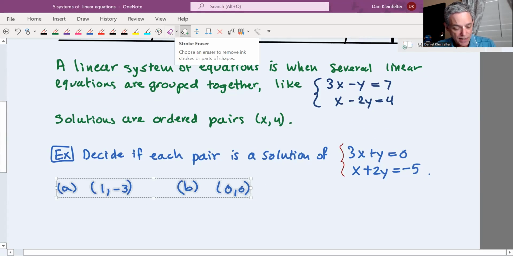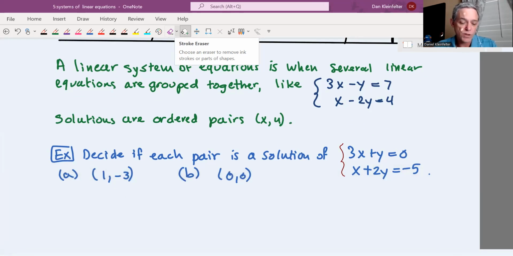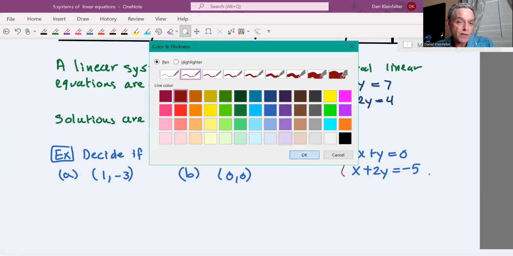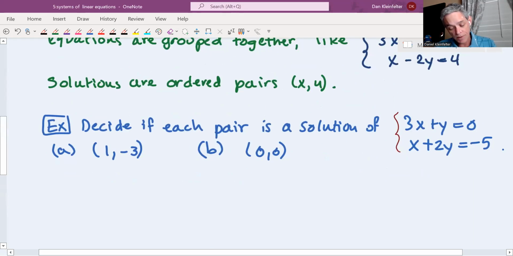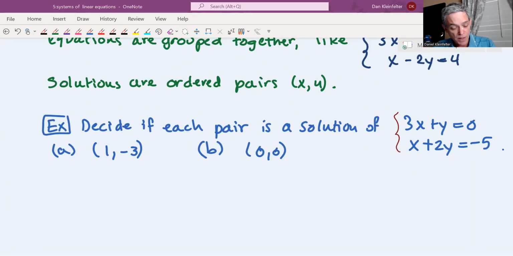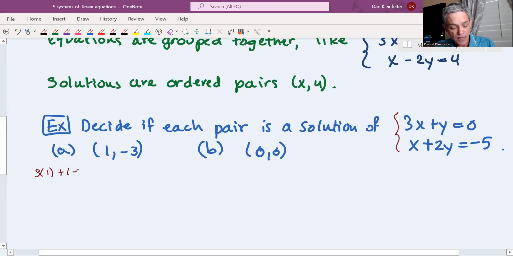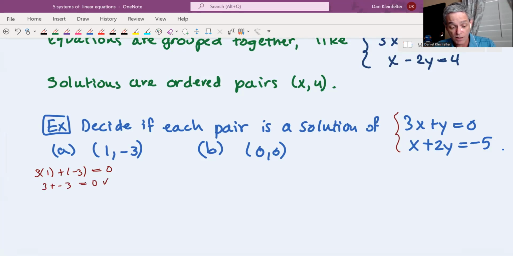All right, so let's decide if each of these pairs makes up a solution to that system. To be a solution, the xy pair has to satisfy both equations. So let's try 3x plus y equals 0. 3 times 1 plus -3. We want to know if that equals 0. 3 plus -3 does in fact equal 0. So that pair fit the first equation. Let's check the second equation. 1 plus 2 times -3, that can equal -5. 1 minus 5, or plus -5 if you want, equals -5.